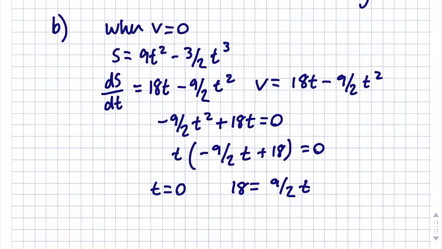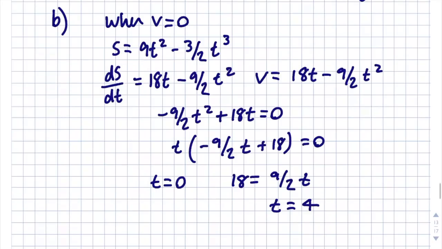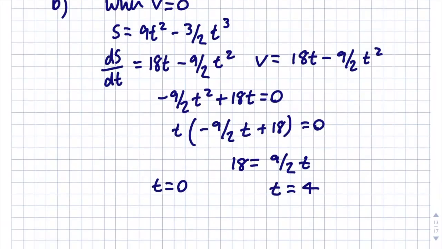So we simplify that by doing 18 times 2, dividing that by 9, and we get t equals 4. So if I move this down, we're going to have t equals 0 or t equals 4 for our two values of t when the velocity is equal to 0.